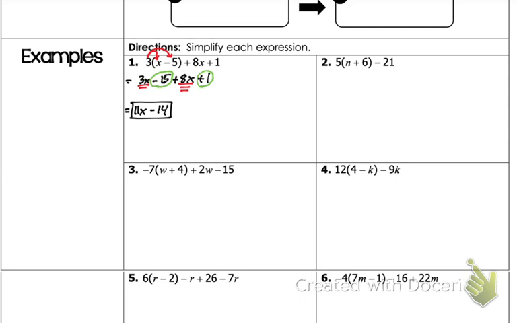All right, so we have 11x minus 14. Is it fully simplified? I did box it in, right? But it is fully simplified because I don't have any more like terms.